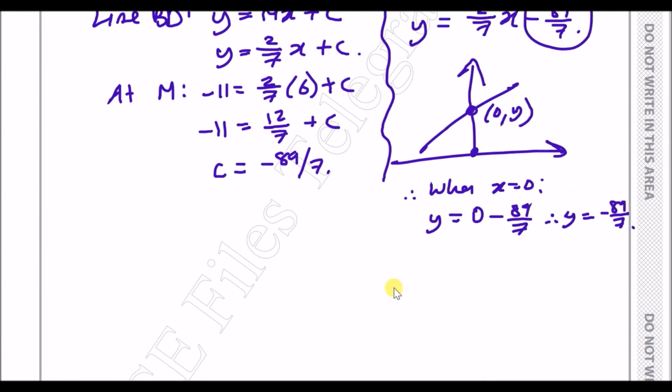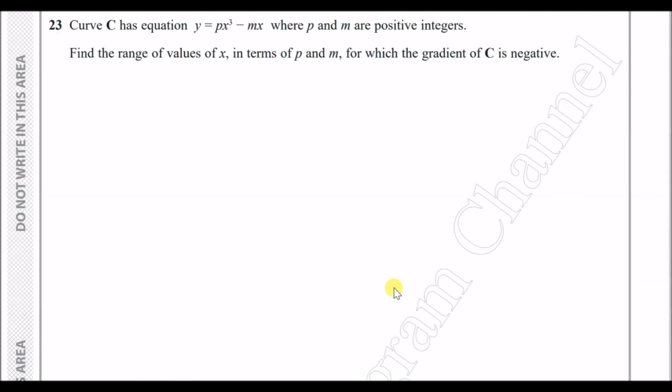And why is it so high up? It should be below. X-axis is here. Can't be above the x-axis. But yeah, that's cool. So let's move on to the next one.